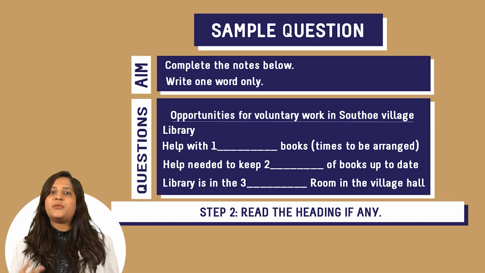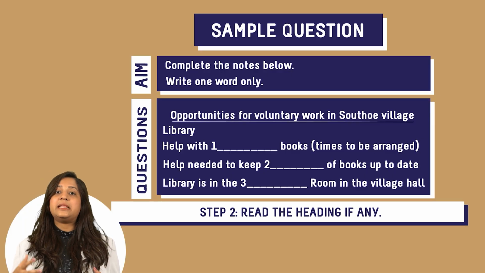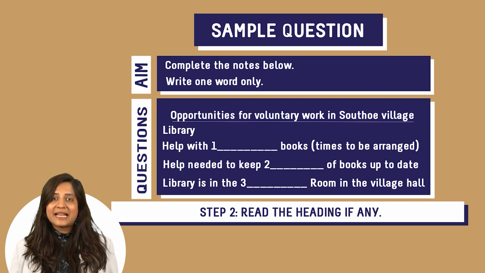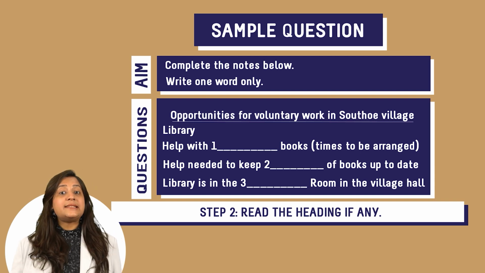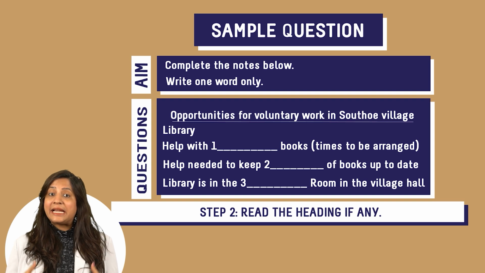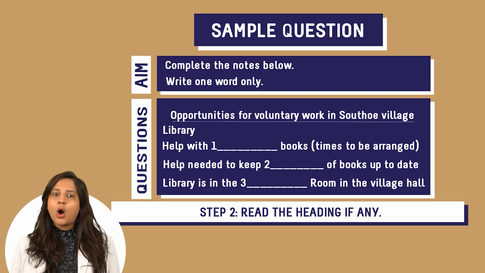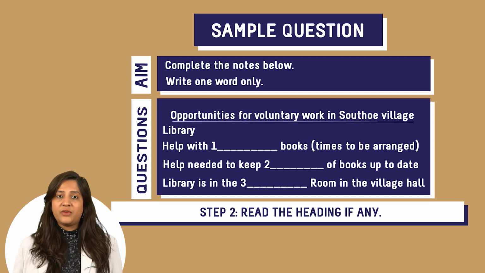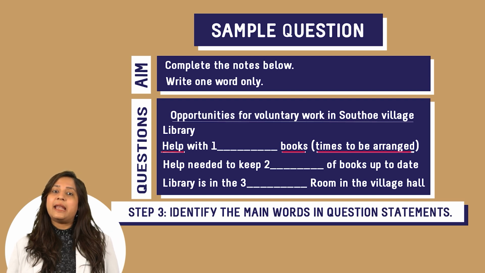The next step is to read the heading if there is one in the question. Headings help you establish a better idea of what exactly is going to be talked about in the audio. It helps you anticipate and prepare yourself for the audio. In this sample question, we have the heading Opportunities for Voluntary Work in Southo Village. So just by reading the heading, we got to know the audio is about somebody inquiring for some voluntary work in some Southo village.